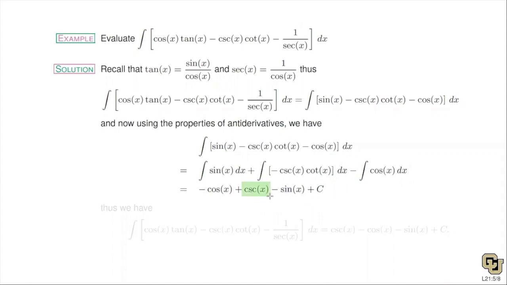I wrote cotangent here instead of cosecant, which is incorrect. Instead of cotangent, it should be cosecant. And I apologize for that. I'll re-upload these slides a little bit later today.